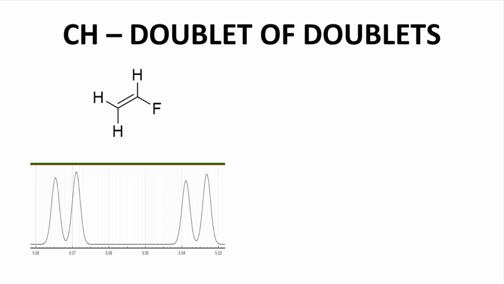Okay, this is actually another doublet of doublets. It's hard to be sure which hydrogen this is, but we'll figure it out very soon. It must be one of these two. To be a doublet of doublets, we need the hydrogen to have two neighbors. Each of these hydrogens has one vicinal neighbor and a geminal neighbor, the other hydrogen on this same carbon.